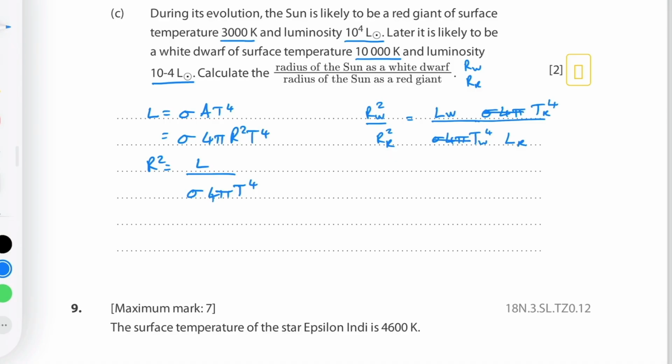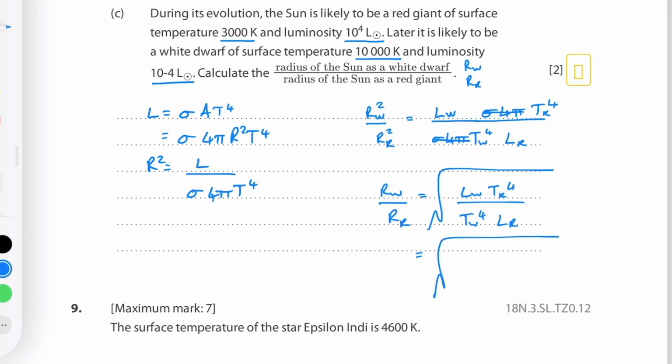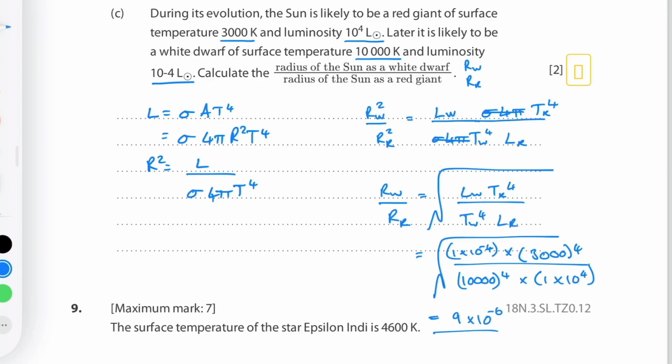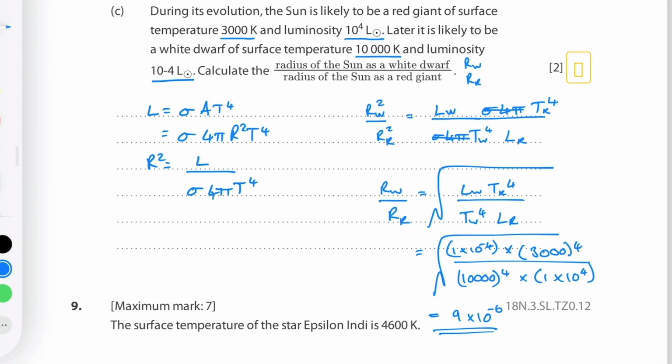These all cancel. And what we're left with is RW over RR equals the square root of LW TR to the 4th over TW to the 4th LR. And we're going to pop in those numbers. LW is... and that's going to give us a number of 9 times 10 to the minus 6. That's our ratio number there. That's a very, very common question to get in the astrophysics section of Stars and Fusion, and it really originates from using this equation here.